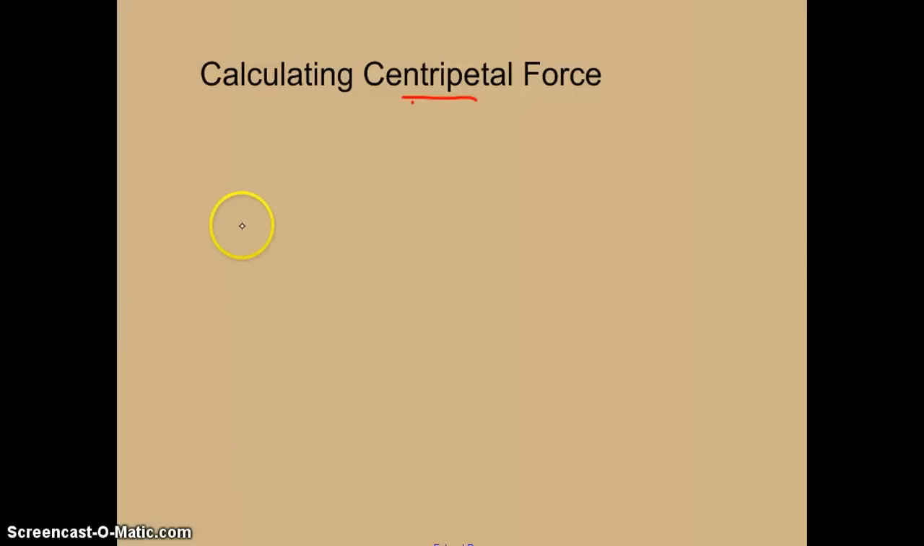Our formula for centripetal force is still mass times acceleration, like we did with Newton's second law, but now acceleration is velocity squared over the radius. So our formula for centripetal force is mass times velocity squared divided by the radius of the circle. In the next video, we're going to do some examples with these formulas.